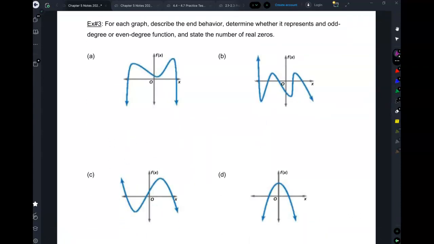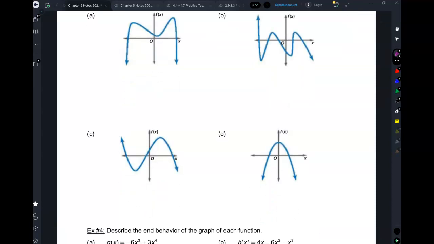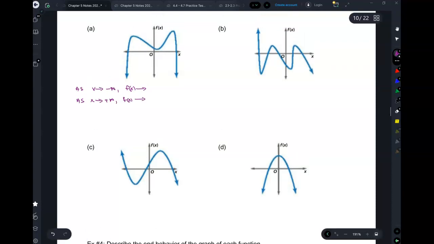For each graph, describe the end behavior, and we're going to see whether it's even or odd degree and the number of zeros. Okay, so for end behavior, here's what you're going to do. As x approaches negative infinity, f of x approaches blank. As x approaches positive infinity, f of x approaches blank. Okay, I'll show you guys how to write infinity. So basically it's a sideways 8. You're just going to do this. Please don't do two circles next to each other because that doesn't look right.